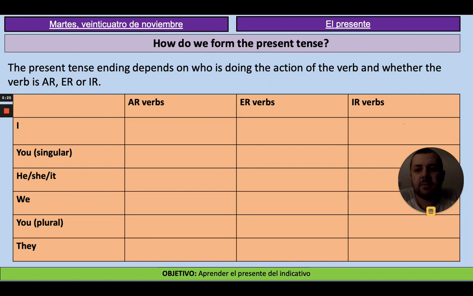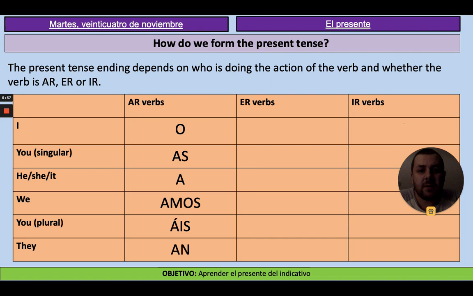the endings for I is o, you singular, as, he, she, or it, a, we, amos, you plural, so more than one person, ais, and then they, an. So those again, we have o, as, a, amos, ais, an.